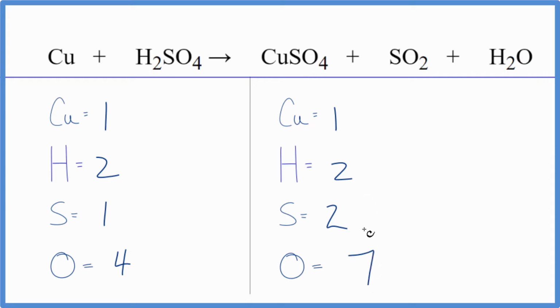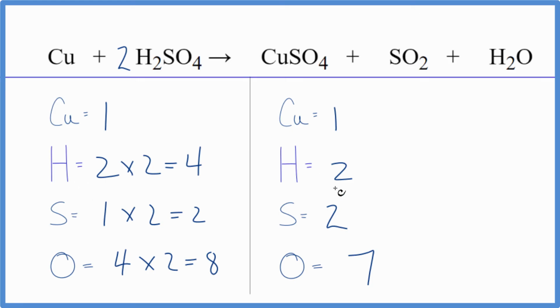So why don't we start by balancing the sulfurs? I like to leave oxygens until last. So I could put a 2 in front of the H2SO4. Now I have 2 times 2. That would give me 4 hydrogen atoms. 1 times 2, that'll give me the 2 sulfurs. So we balance the sulfur atoms. And then the 4 here times 2, now we have 8 oxygen atoms.